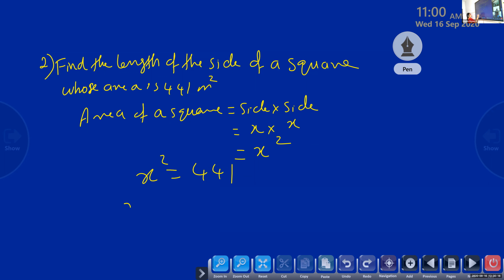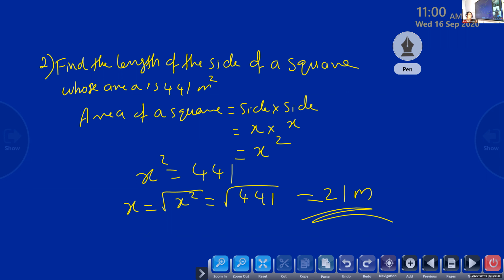So x equals, how can we find x? Let's find the root. x equals the root of x square, which is the root of 441. Find its root: 21. Yes, you may know it is 21.